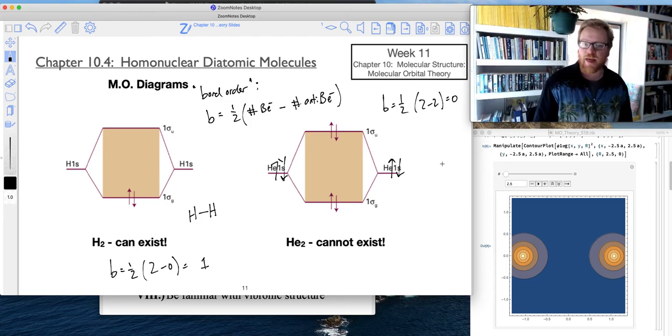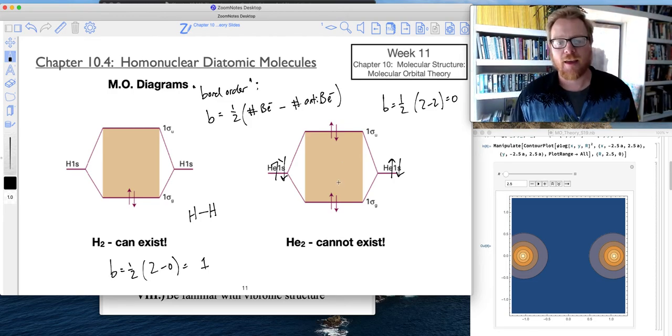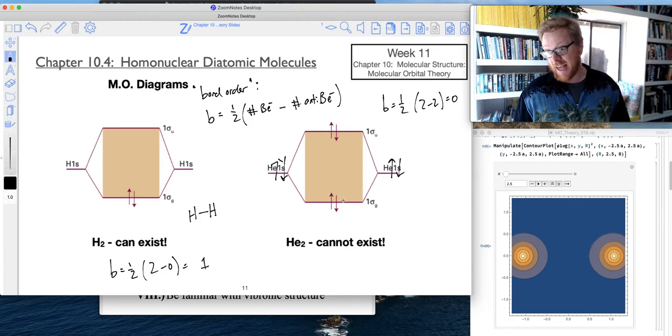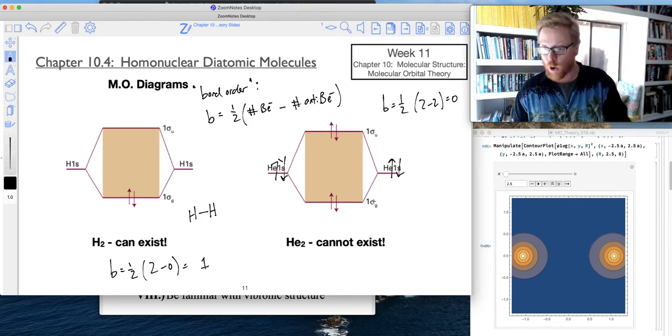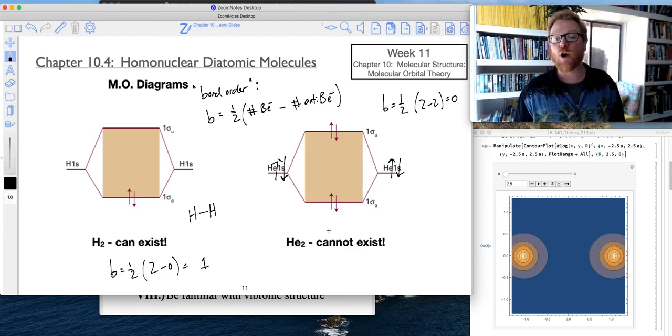Okay, hopefully you remember that. And also, you might remember this intuitively, when you look at all the other noble gases, all of the other noble gases will be completely full shell. So their bonding electrons and their anti-bonding electrons will cancel out. So none of the noble gases exist as diatoms. Okay, hopefully you remember that.